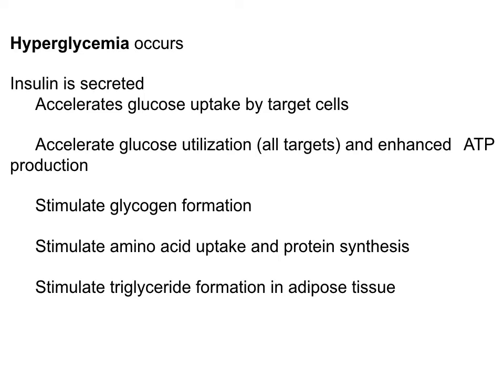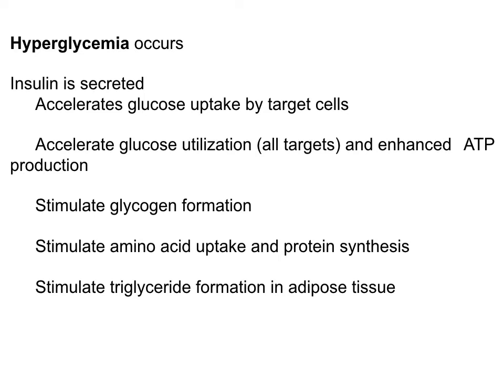Now, to create this effect, insulin is going to upregulate the number of glucose transporters in the plasma membrane, meaning it's going to increase the number of the transporters so you can absorb more. It's also going to tell your targets to use the glucose as quickly as you bring it in, because you don't want to build up unsafe levels of glucose within the cell. So we're going to start increasing our rate of use and enhance our ATP production.